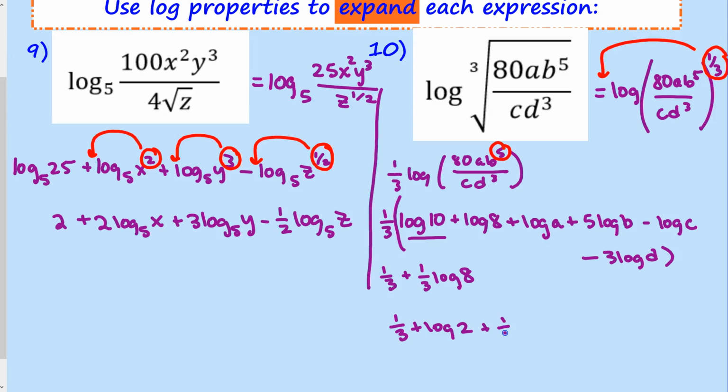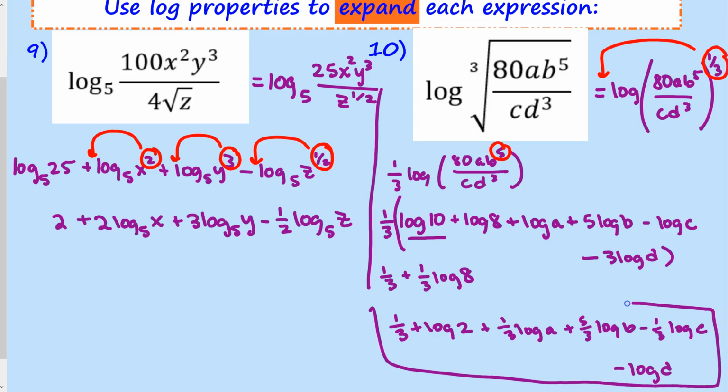And then we have 1/3 log of a plus 5/3 log of b minus 1/3 log of c. And then we would have the 1/3 times the 3, so just minus log of d. So that would be our answer. And as I said, there are a couple of different forms you could write that in. You don't necessarily have to distribute your 1/3.